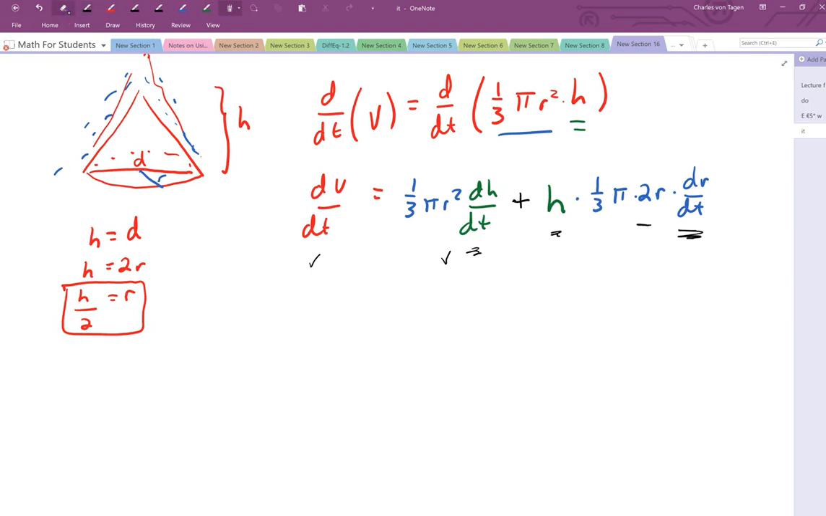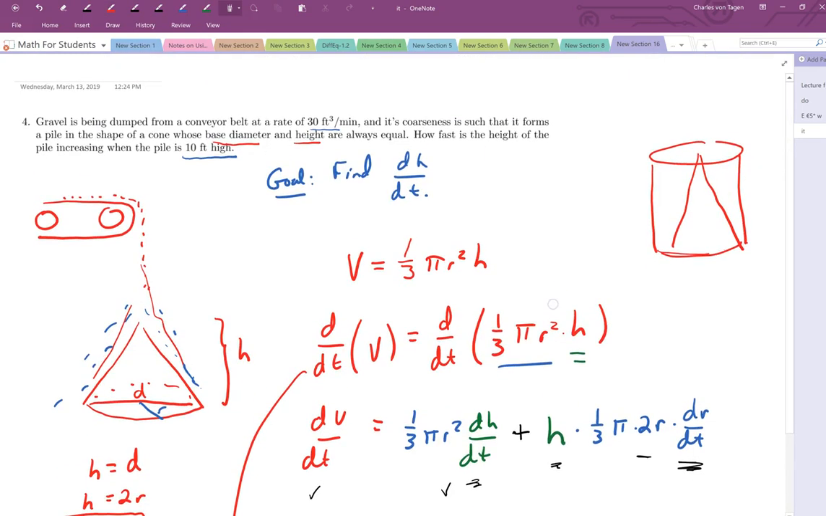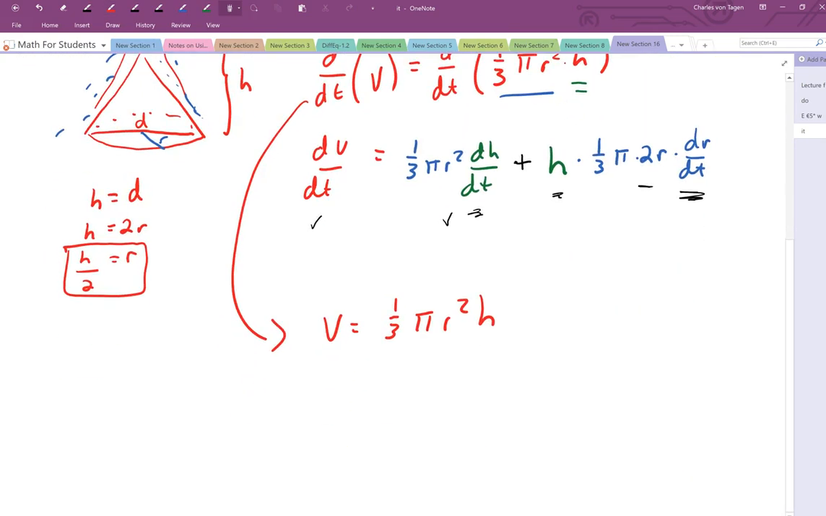I could do some complicated substitutions to figure out what dr/dt is, but I'd rather go back to the original problem and return to this equation right here: the volume is equal to 1/3 pi r squared h. Let's try to simplify this by eliminating the variable r. Notice that our question doesn't ask how fast the radius is changing, it only asks how fast the height is changing. So in this particular problem, it's nice to use this substitution. The volume of this cone would be 1/3 times pi times (h/2) squared times h, where in place of r, I put h over 2.